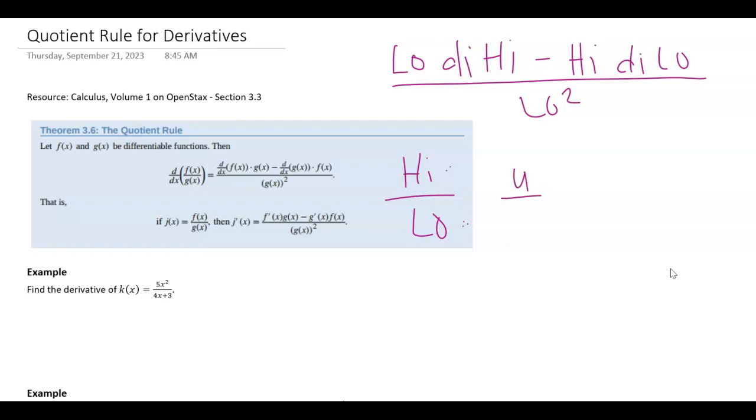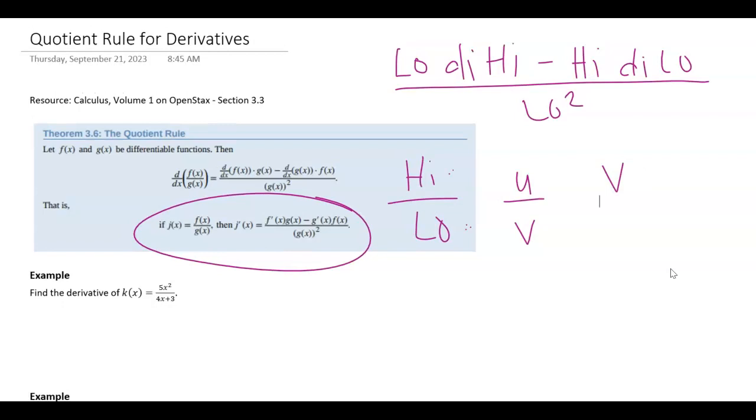If you want this in maybe some other type of notation that's not quite as messy as this one, then its derivative is going to be low times D high, so times U prime, minus high U times D low, so low prime, all over low squared.